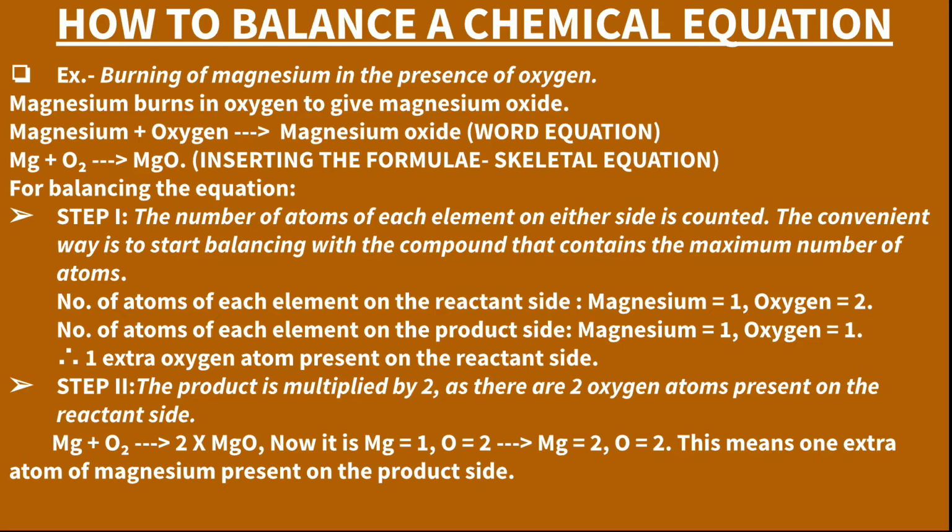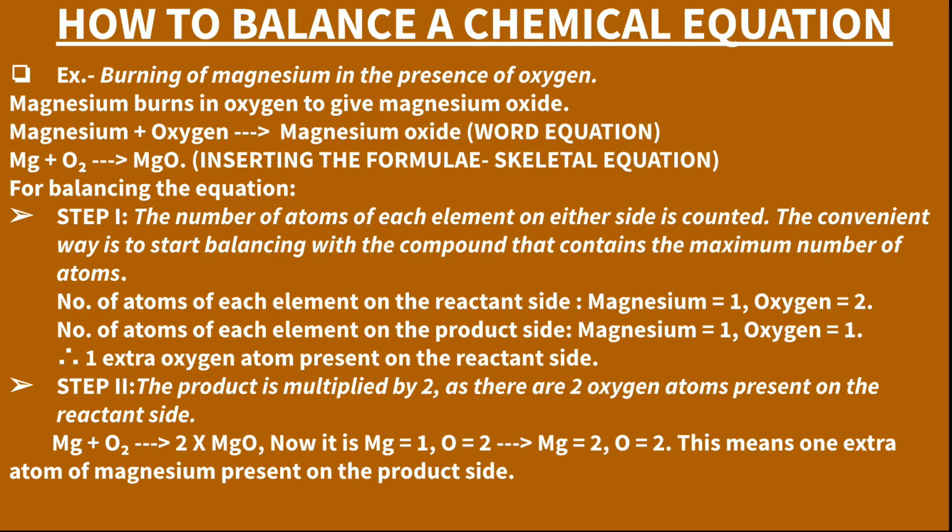Let us take the reactant side, because here on the reactant side there is the maximum number of atoms. From the reactant side, the number of magnesium atoms is 1, and for oxygen it is 2, and on the product side the magnesium atom is 1 and oxygen is also 1. So one extra oxygen atom is present on the reactant side. Okay, this is step 1.